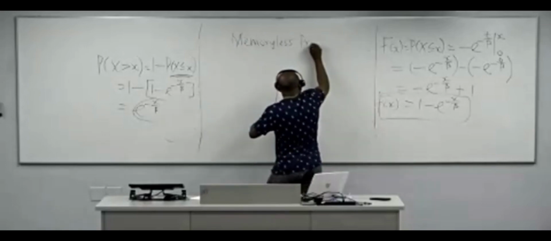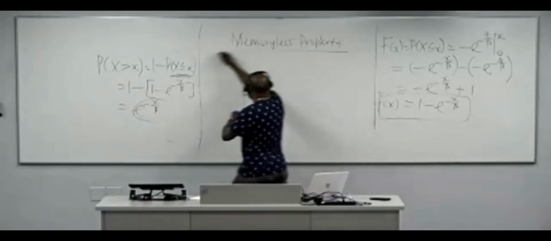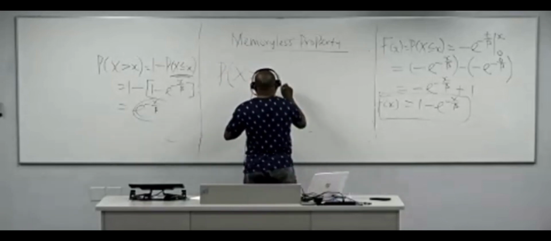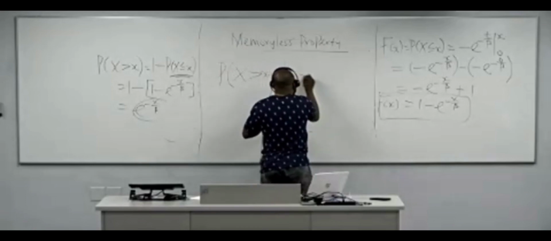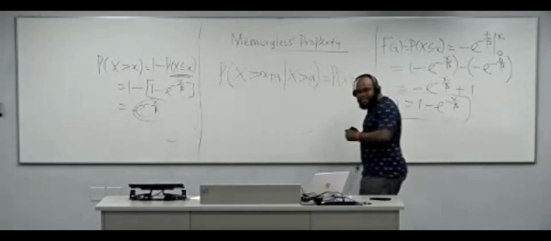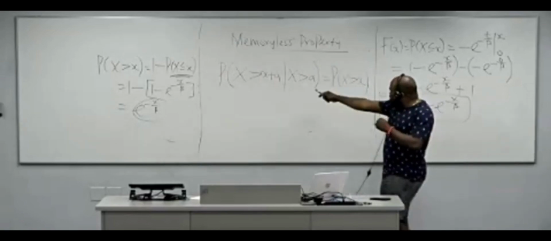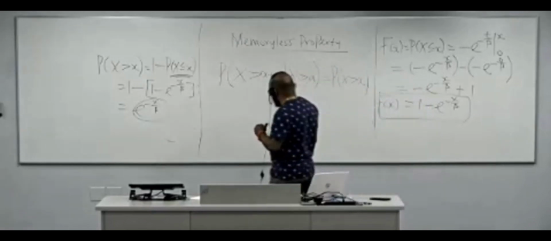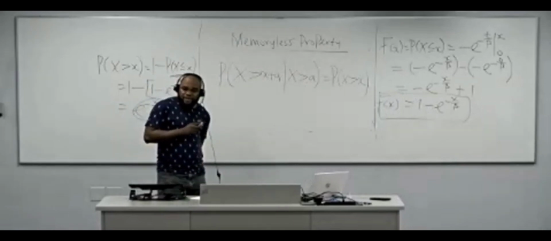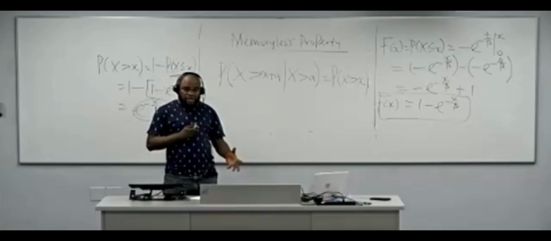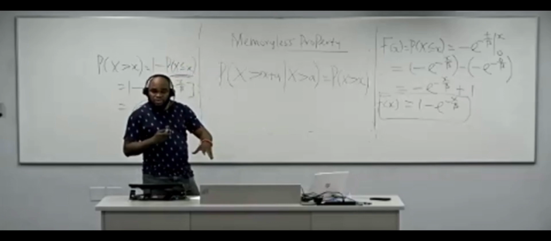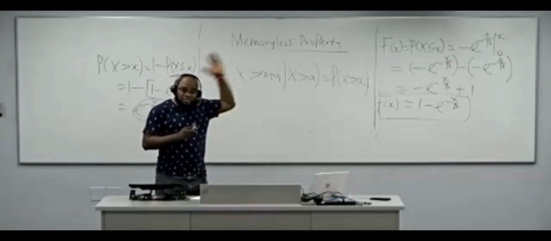Now, in the memoryless property, the probability of S greater than x plus a, given S greater than a, is the probability of S greater than x. That's exactly what we mean. It's the conditional probability of S greater than x plus a given that S greater than a. I told you that you didn't observe any customers until time a, and when you continue to wait, the distribution will be the same as when you started.